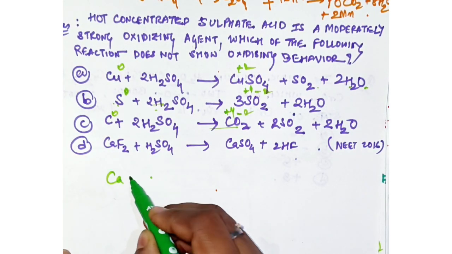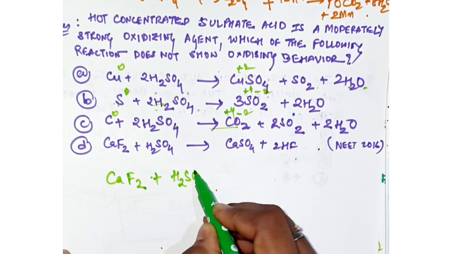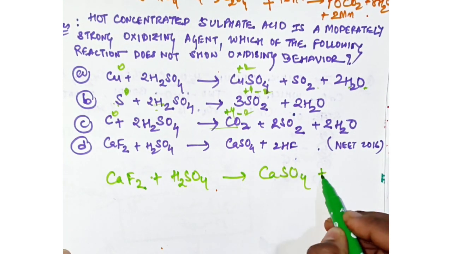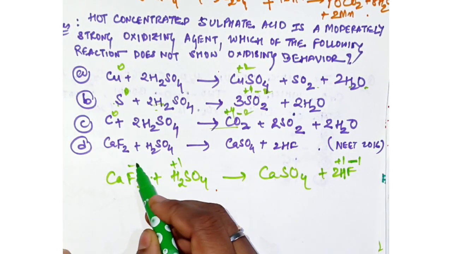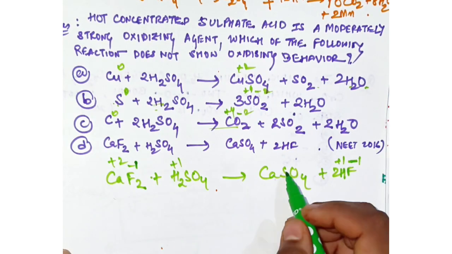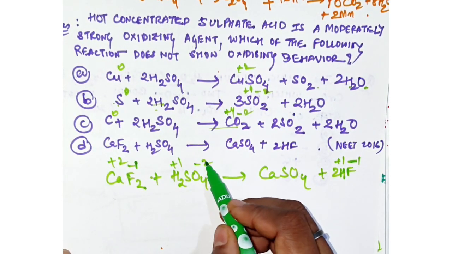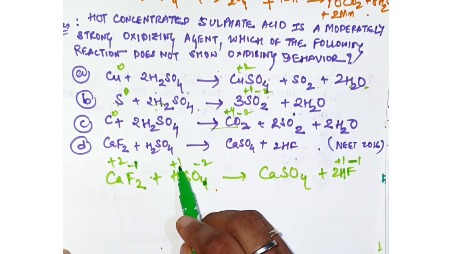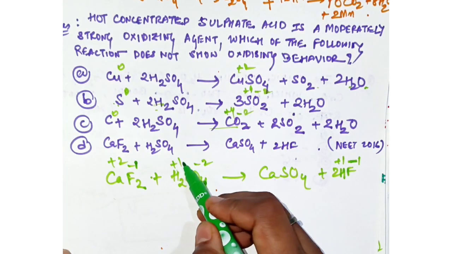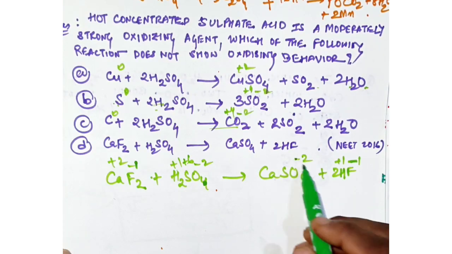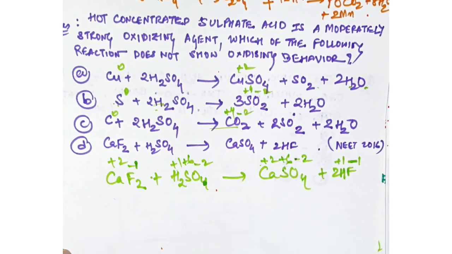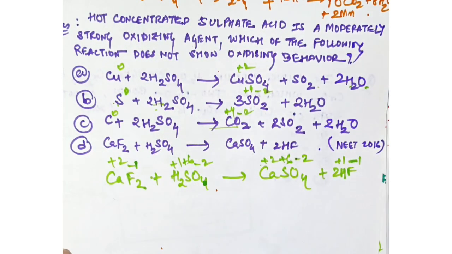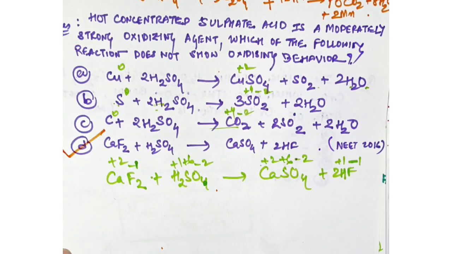See number D, it is CaF2 plus H2SO4 gives you your CaSO4 plus your twice HF. So here -1, plus 1, so it is plus 2 calcium for here, and it is plus 1 minus 2, 4 2s are 8, so plus 6 sulfur out here. Plus 6 minus 2, again plus 2 for calcium out here. Now sulfur is 4 2s are 8, again plus 6. See here, there is no change in the oxidation number, hence your answer will be this one. This does not show any kind of your oxidizing behavior. Other 3 show oxidizing behavior.